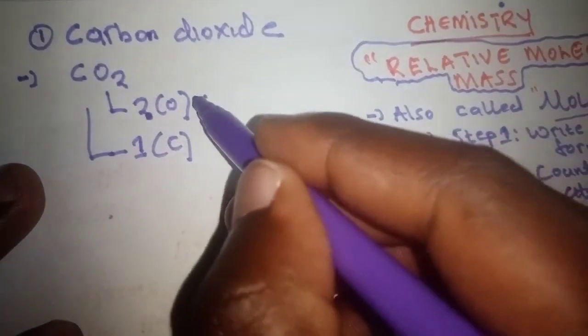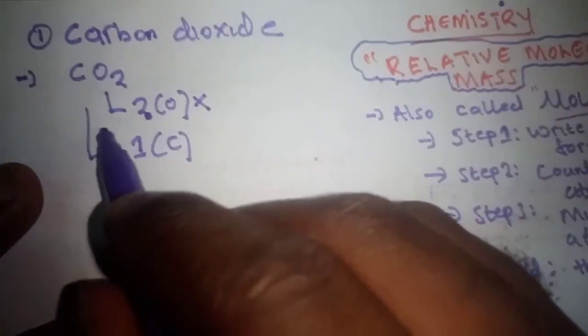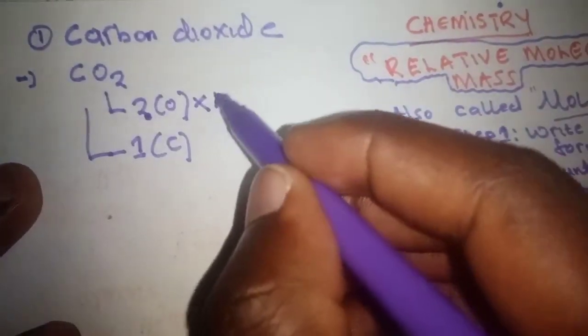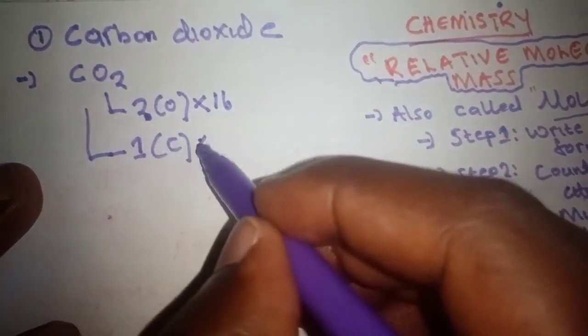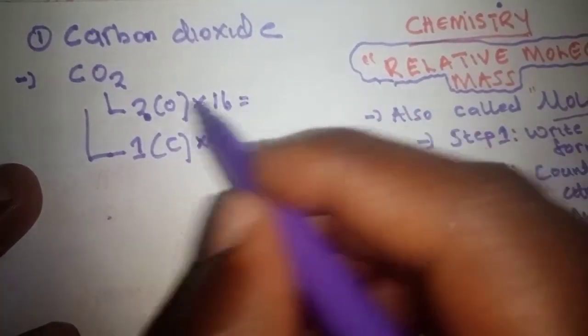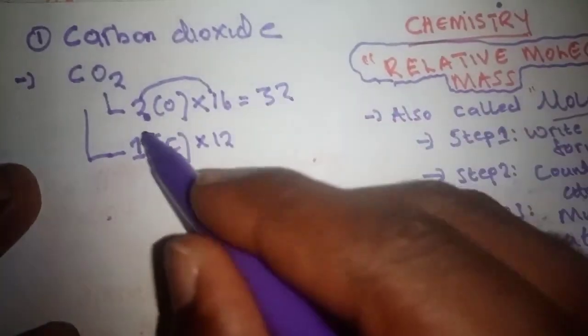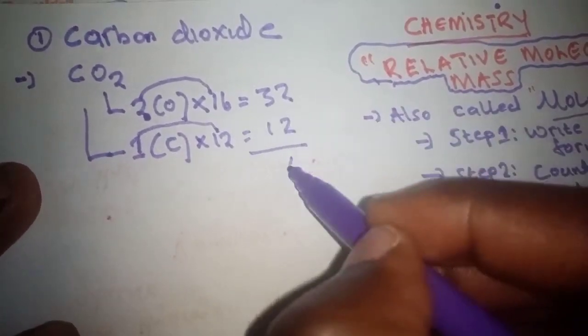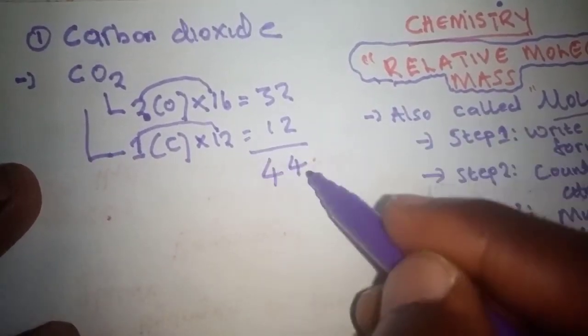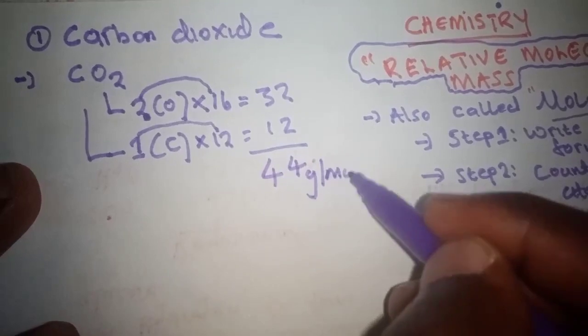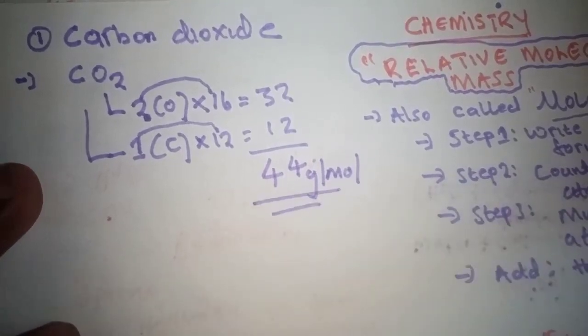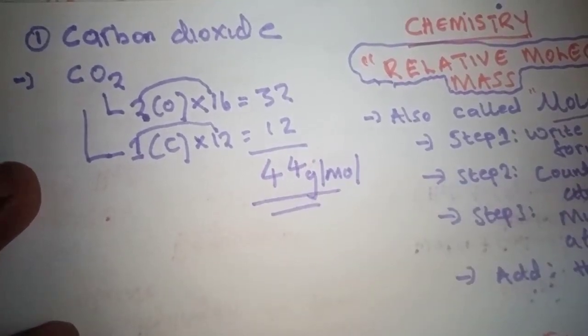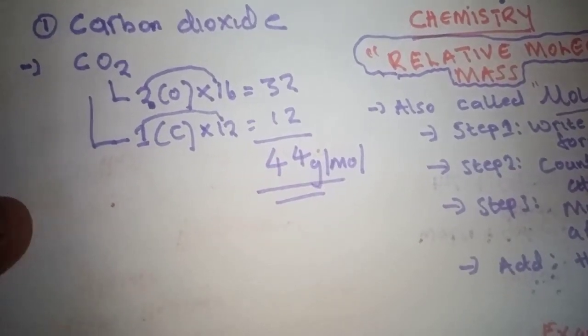So multiply this by the mass number. The mass number for oxygen is simply 16. The mass number for carbon is simply 12. So 2 by 16, this is 32. 1 by 12, this is 12. Then you add the total, you get 44. So this is 44 grams per mole. So this is the relative molecular mass for carbon dioxide.